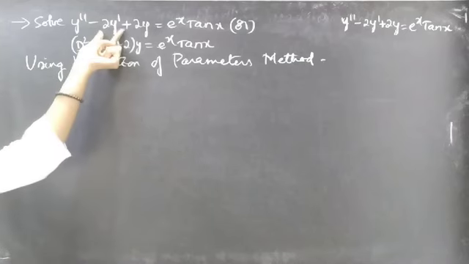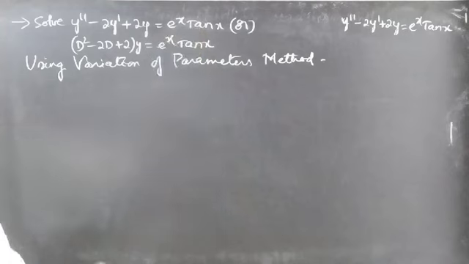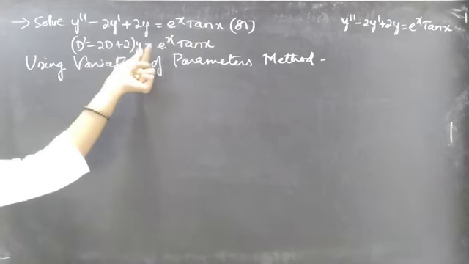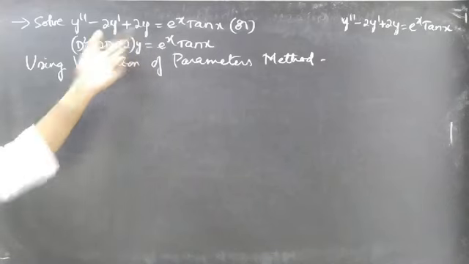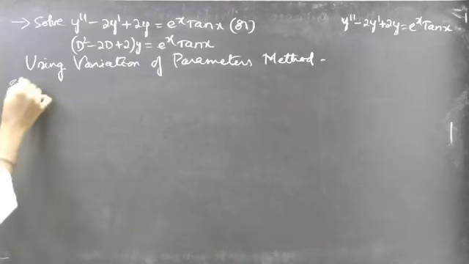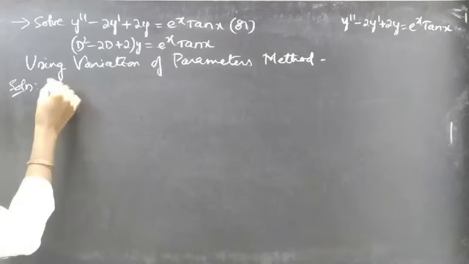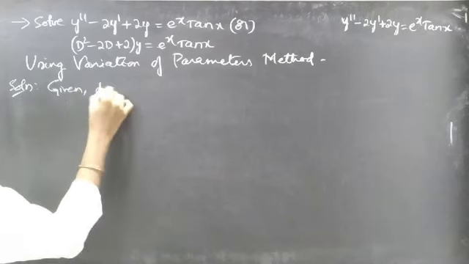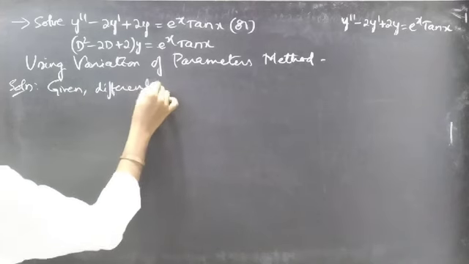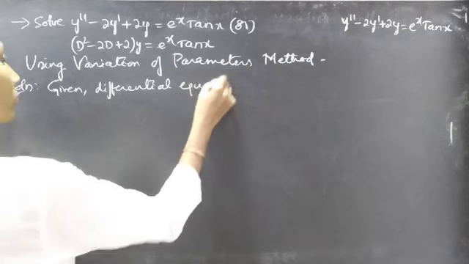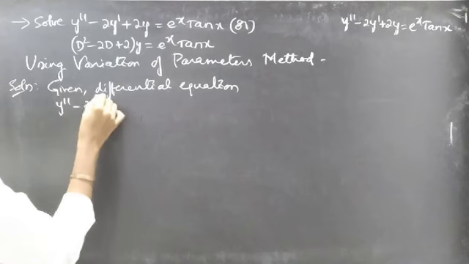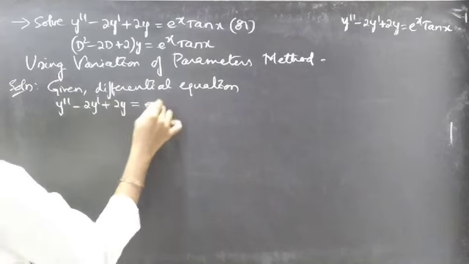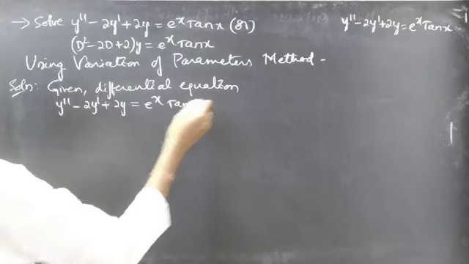Solve y double dash minus 2y dash plus 2y equal to e power x tan x, or (D square minus 2D plus 2) y equal to e power x tan x. This is an operator form of the given first equation. Also, the given differential equation is of order 2. Given differential equation: y double dash minus 2y dash plus 2y equal to e power x tan x.